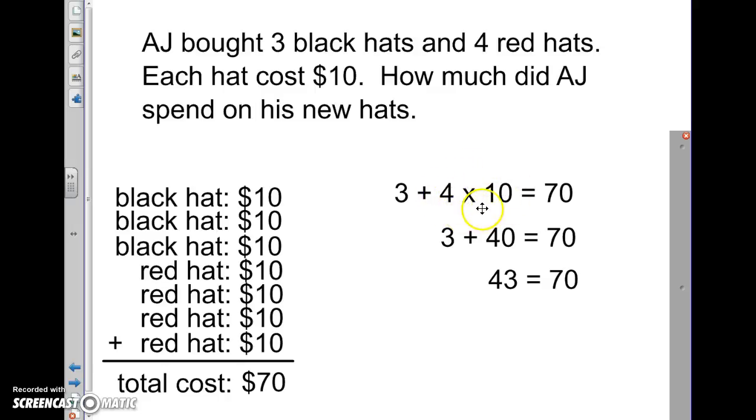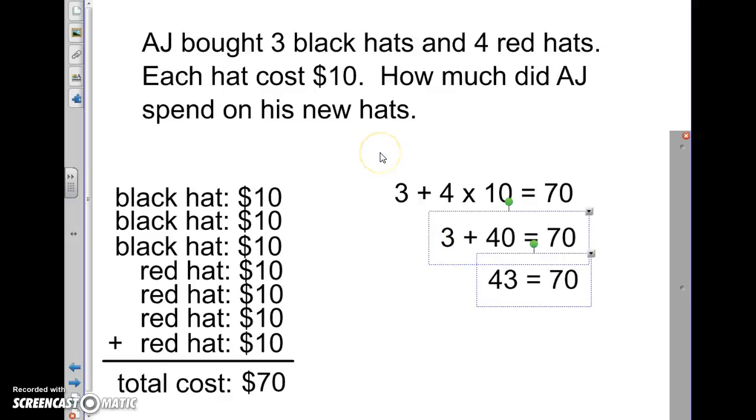So 4 times 10 would equal 40, and then the only operation left would be addition. So we'd have our 3 plus 40, which should equal 70, but 3 plus 40 only equals 43, and as we all know, 43 does not equal 70. They're different values.